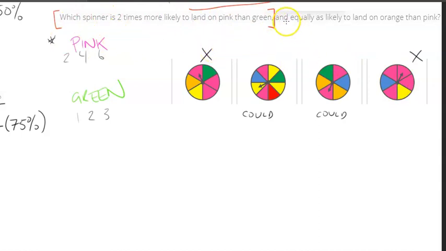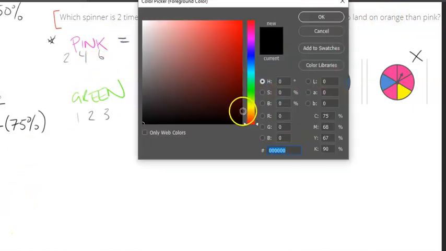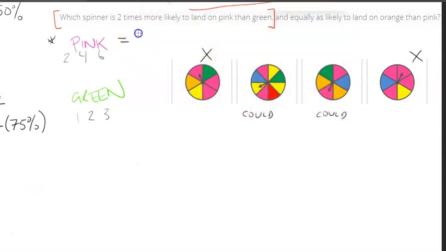But then it says, and equally as likely to land on orange than pink. So whatever amount pink is, this is also the same as orange. So from these 2 scenarios that we have here, because we have 2 in each, we're expecting 2 oranges as well. This one doesn't even have any oranges, so it can't be this one. And this one here does have 2 oranges. So this here is our answer.